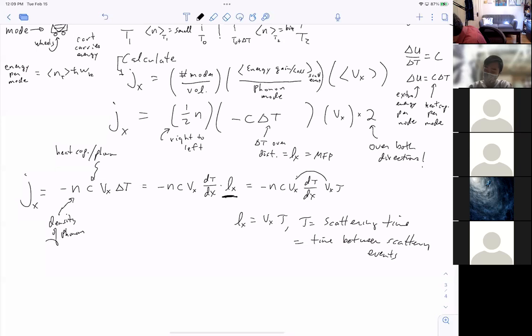And so this is equal to minus N C Vx squared dT dx times tau. All right. And so now we have to do a little bit of thermal averaging. So there's just a little bit of argument to get the thermal averaging correct. So what we'll do is say, first, let's say that N times C is equal to big C, which is just the heat capacity per volume, which is what we calculated last lecture.